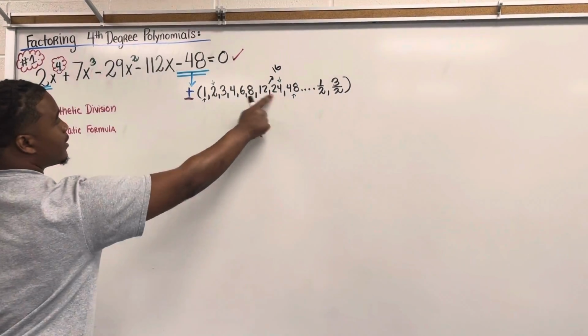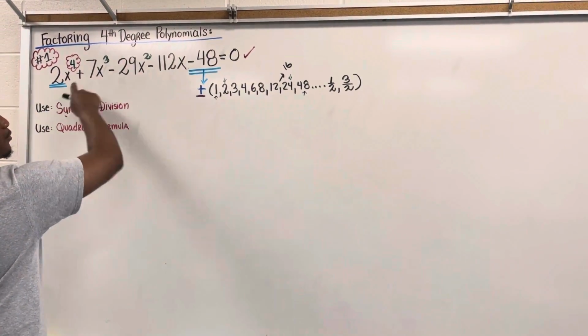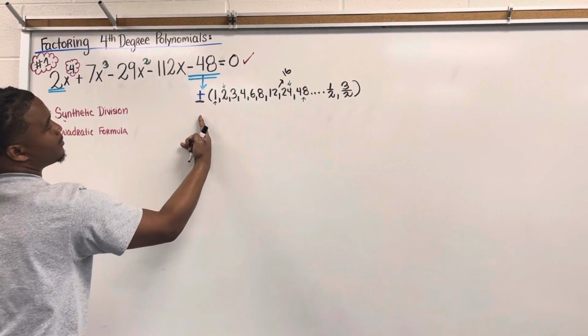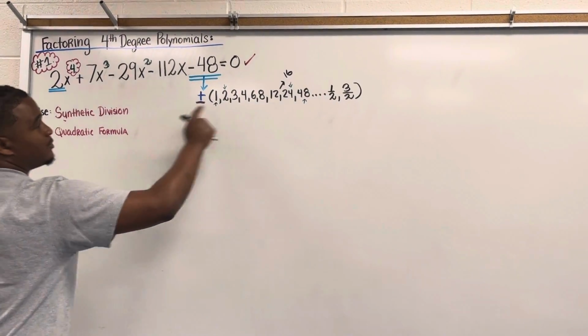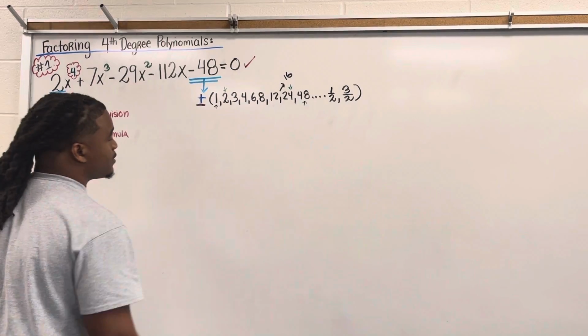But I don't have to keep going because I already know that if I did 48 divided by 2, it'll equal 24. If I did 4 divided by 2, it'll equal 2. If I did 6 divided by 2, it'll equal 3. So all the other values, if I divide by 2, we already have those values, okay? But of course, if I divided 1 by 2, I would have 1/2. And if I divided 3 by 2, I would have 3/2, okay?